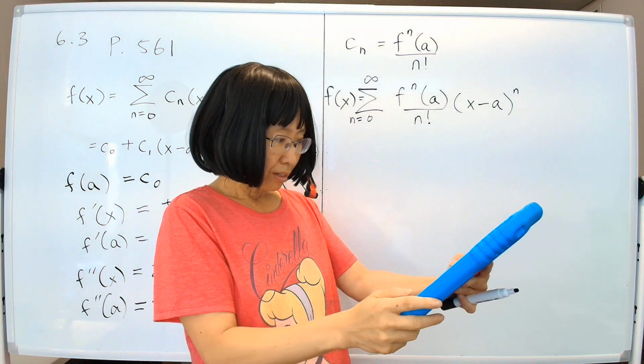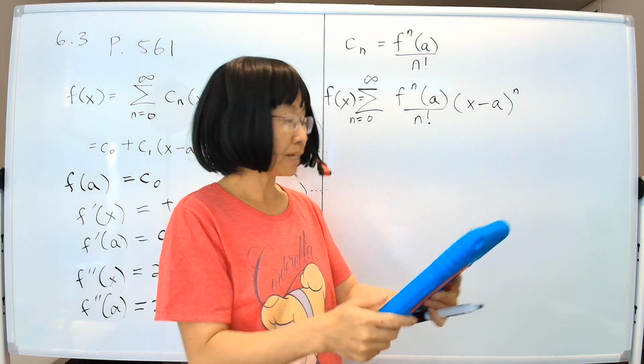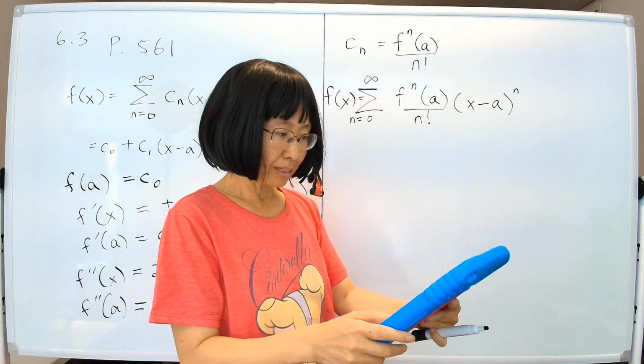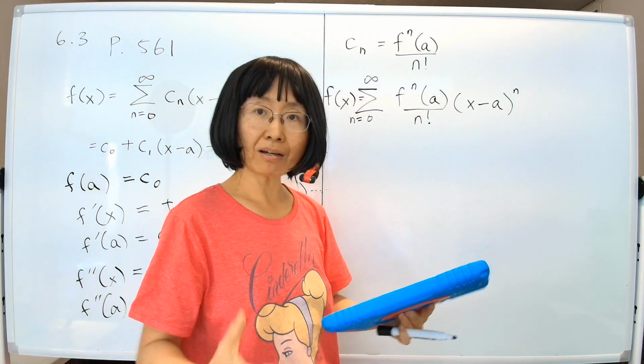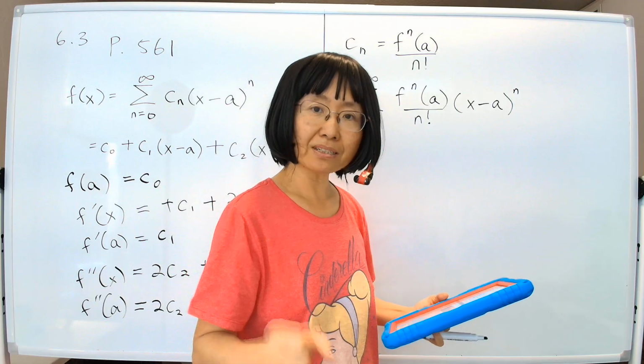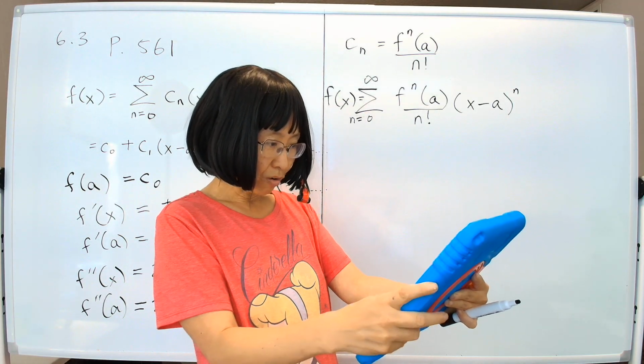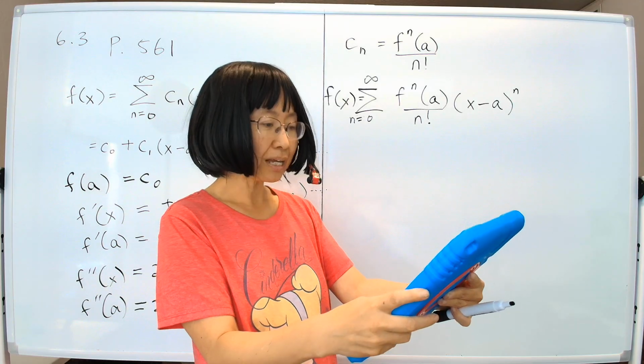All right. And of course, if a is 0, the book will call it the Maclaurin polynomial. And so if you see the word Maclaurin, remember that it just means the Taylor series at 0 when you're doing your homework.